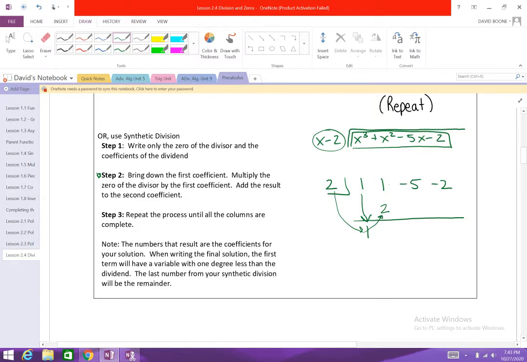Then we'll add these results here. So this is just 3. And then we'll do that again. We'll take this 2 times the 3 and put that result right there, which is 6. Add that up, I get 1. Do it again, take that 2 times the 1, gives me 2. Add that up, and I get a 0 over here. Now that 0 is at the end, so I like to box that in, because that's really our remainder.